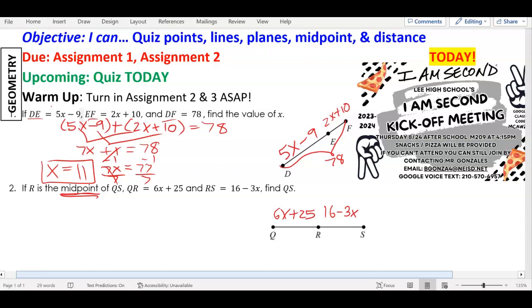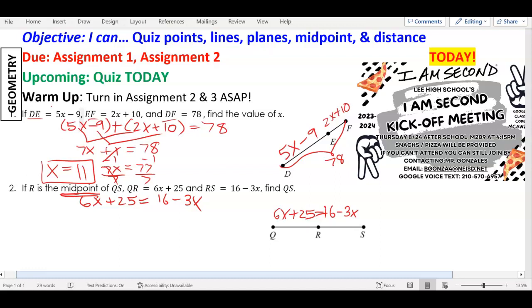Midpoint means the two parts are equal. If they're equal, you put an equal sign in between them. All right? So that equals that. So let's go ahead and write that out. 6x plus 25 equals 16 minus 3x. Now, here's the question. X is on both sides. Do I combine them or get rid of one? I get rid of the smaller x. Which one's the smaller x?